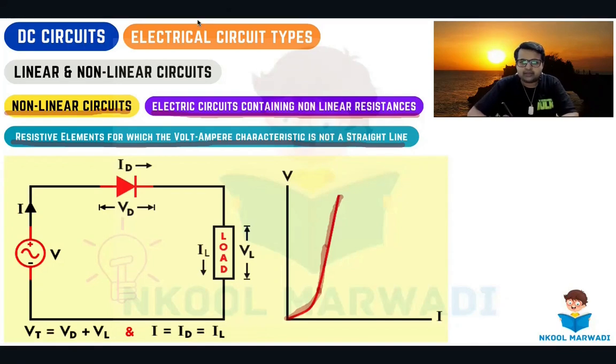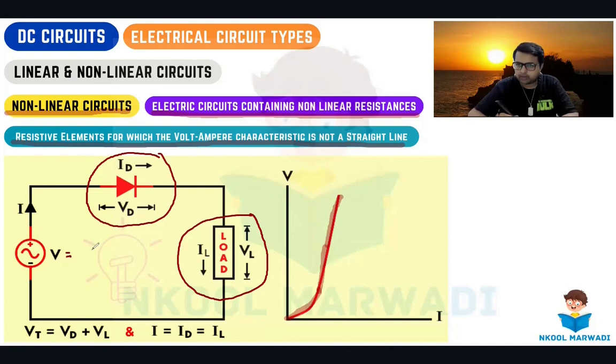For example, here we have a diode and one load. So definitely the voltage will get distributed across VD and VL. But if I talk about current, because it's a series, the current will be the same. So I will be equal to ID, which is equal to IL. Whatever current is flowing here, the same current will flow here.